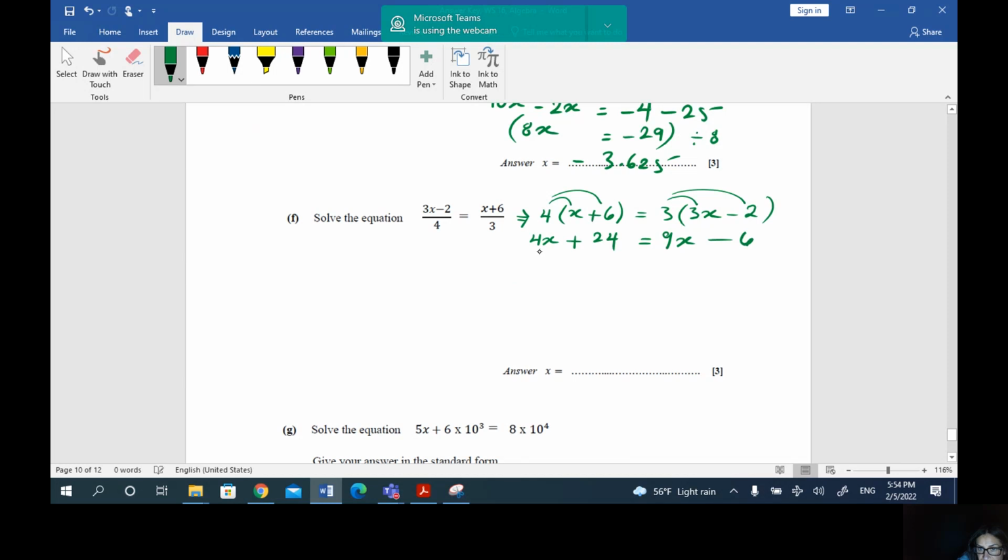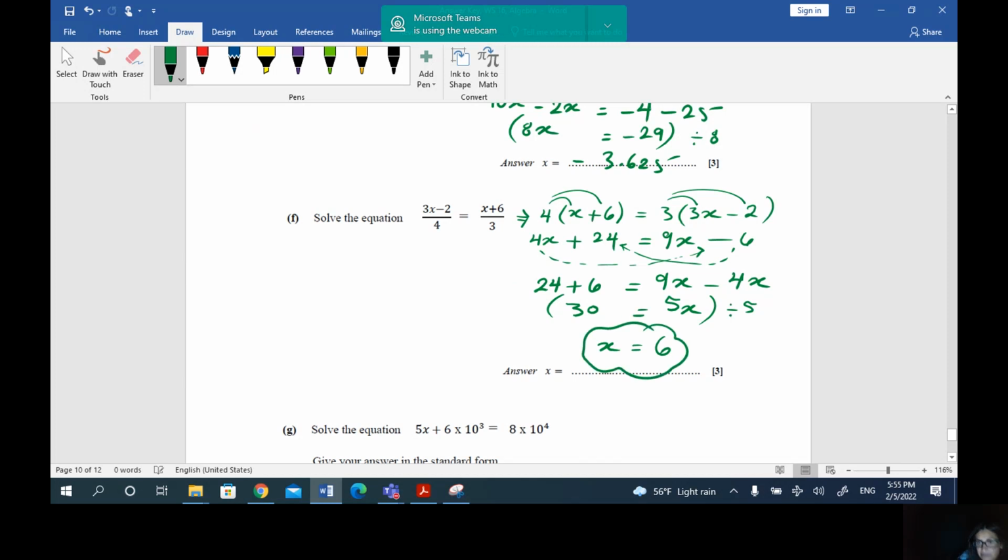Now we're going to send this to that side and this one to this side. So it will be 24 plus 6 is equal to 9x minus 4x. Okay, 24 plus 6 is equal to 30. 9x minus 4x is 5x. We're going to get rid of the coefficient of x by dividing all by the coefficient. So 30 divided by 5, x is going to come down to 6. Because 30 divided by 5 is 6.